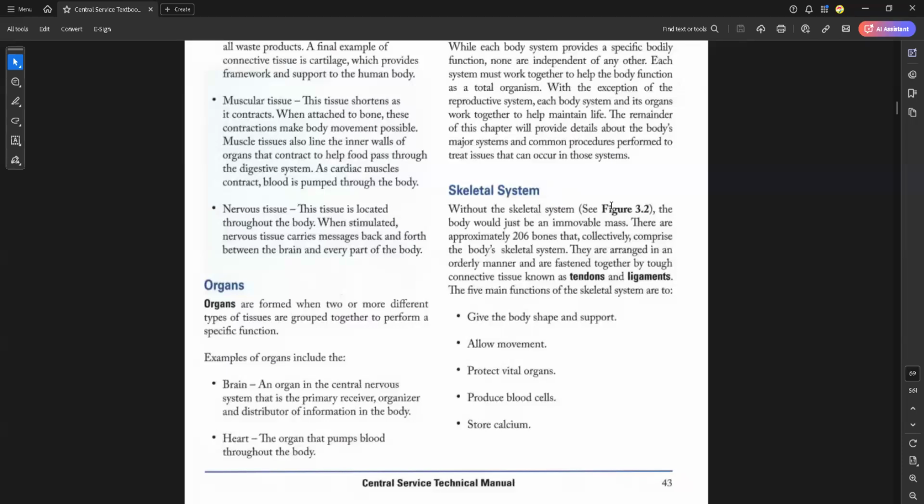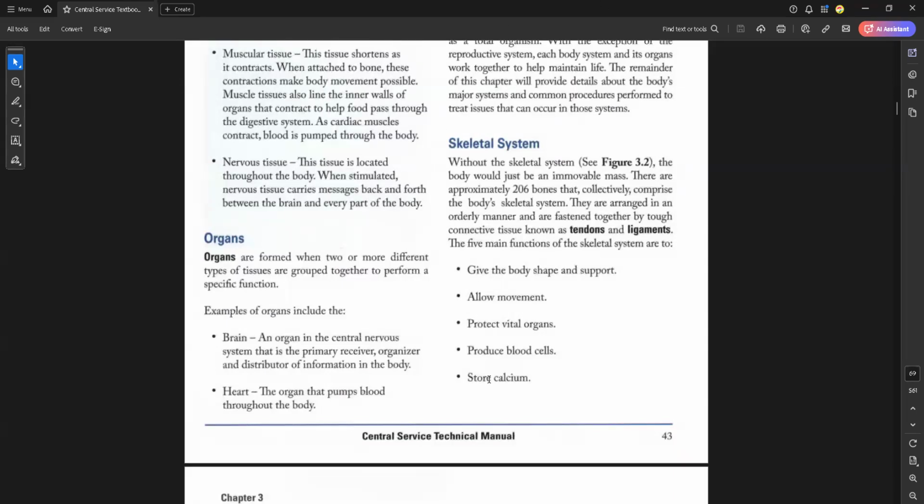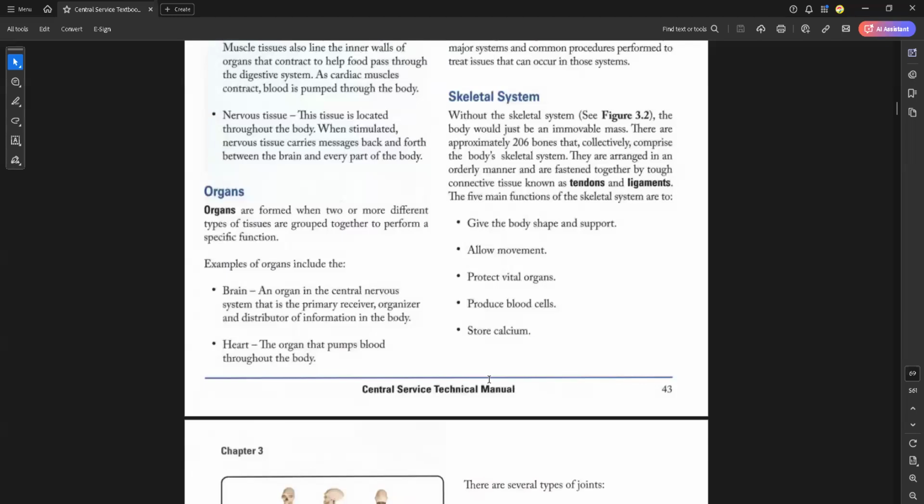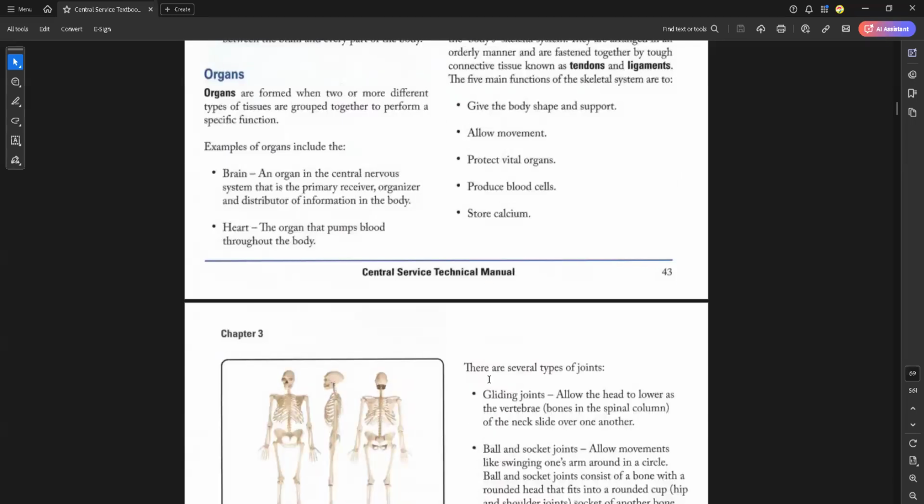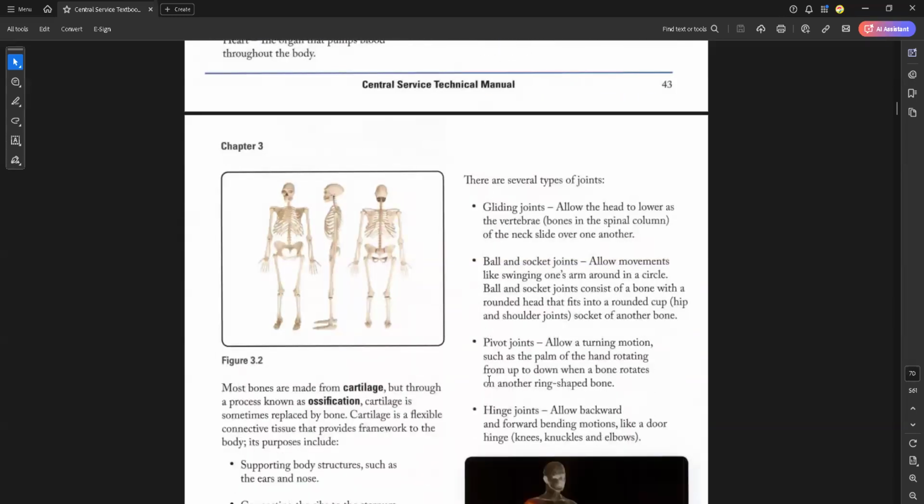Now, they are fastened by these tendons and ligaments. Now, the 5 main functions of the skeletal system are allow movement, protect vital organs, produce blood cells, etc. But the allow movement is very key, and they give the body a shape. They give the body a shape. So when you see a skeleton, you can see the skeleton already in the form of a human being.